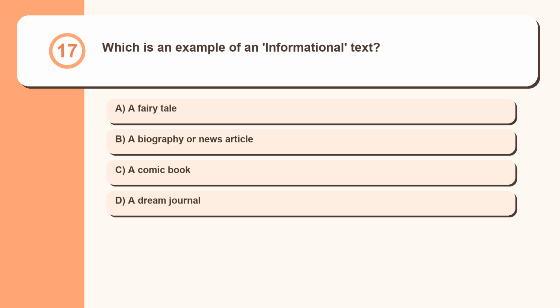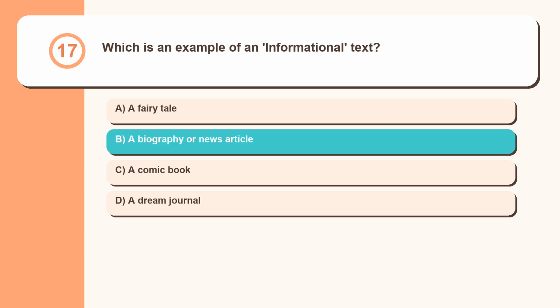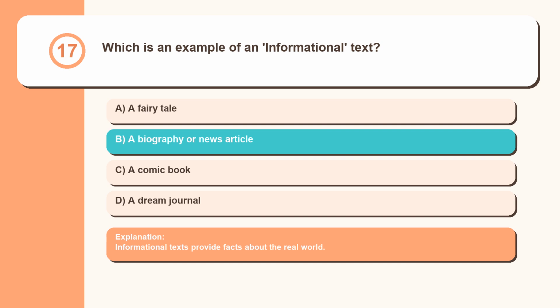Question 17. Which is an example of an informational text? A fairy tale, a biography or news article, a comic book, a dream journal. Informational texts provide facts about the real world.